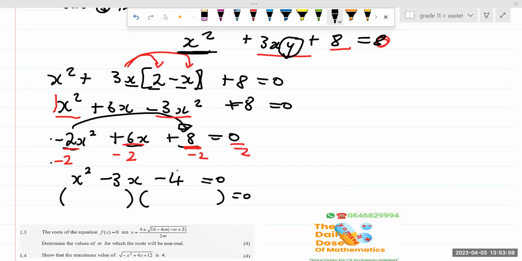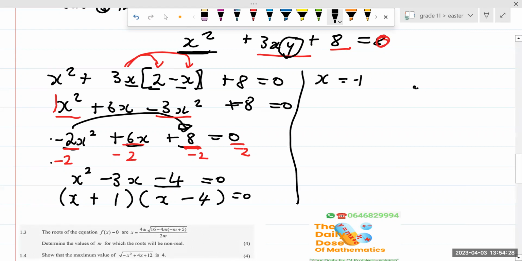Factors, yes, so the factors of minus 4 that add or subtract to give us minus 3. Yes, the factors are minus 4 and 1. So we're going to have minus 4 and 1, and then we have x plus 1, and here we have x minus 4. And then we get x is going to be equal to minus 1 or x is going to be 4. Are we done, guys?